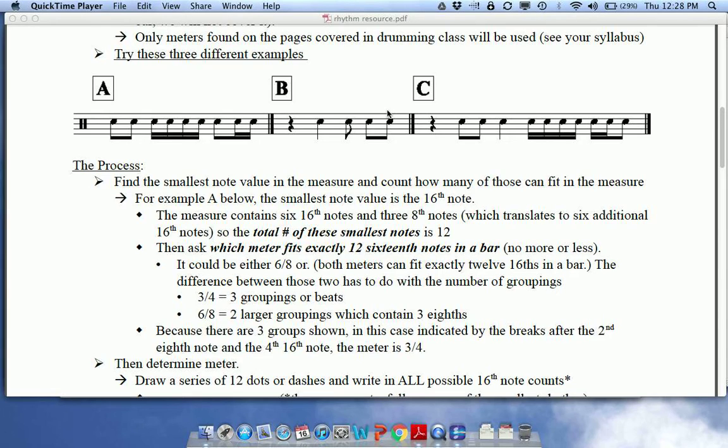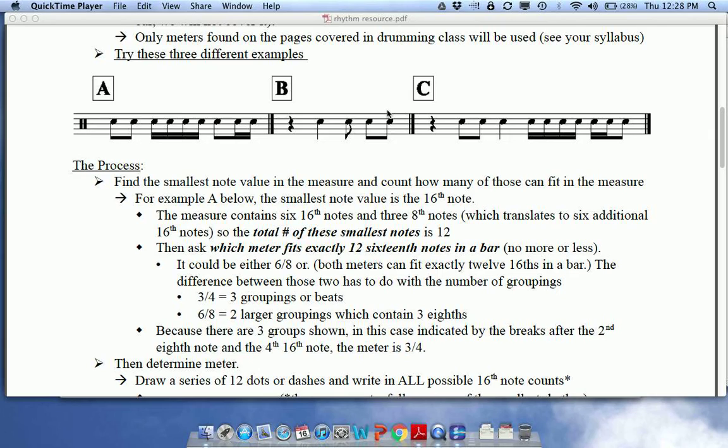So if I were to count all the eighth notes and clap it, it would go 1, 2, 3, 4, 5, 6, 7. If I repeated it a couple times so you could hear how it cycles on itself, this is how it would sound. 1, 2, 3, 4, 5, 6, 7. 1, 2, 3, 4, 5, 6, 7.